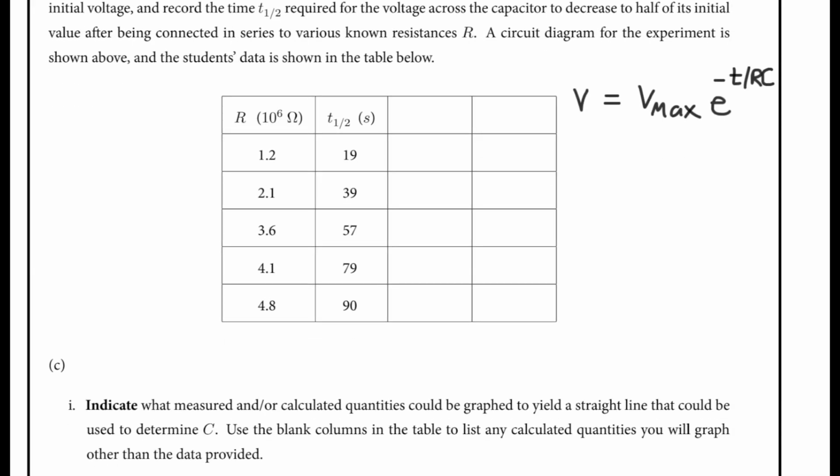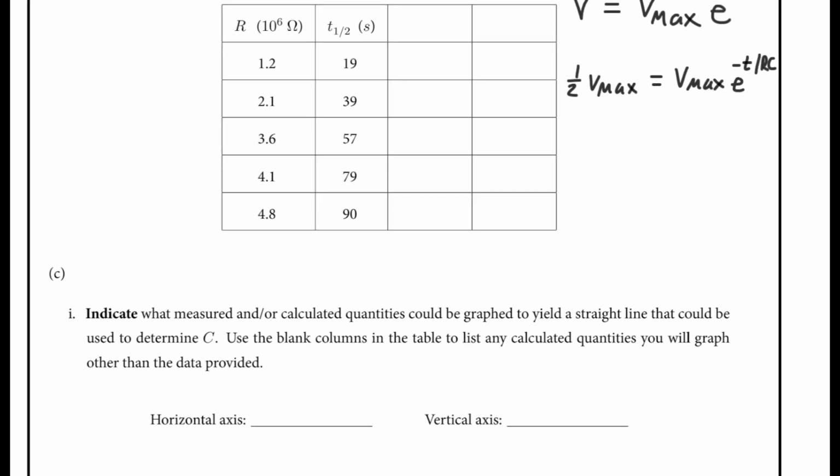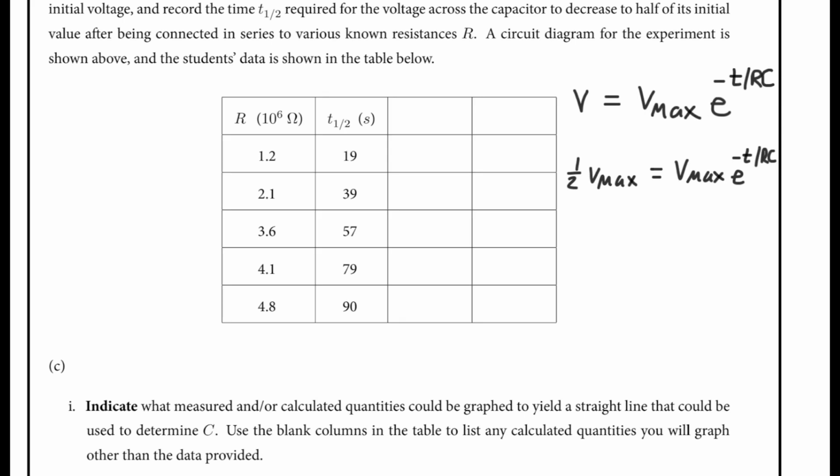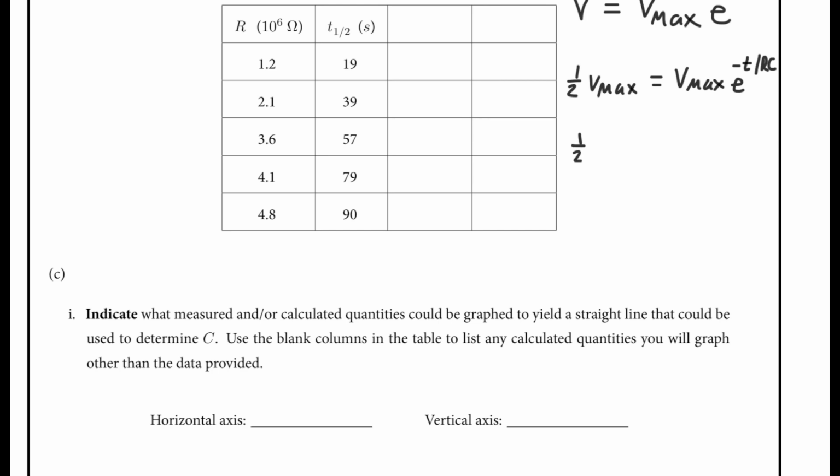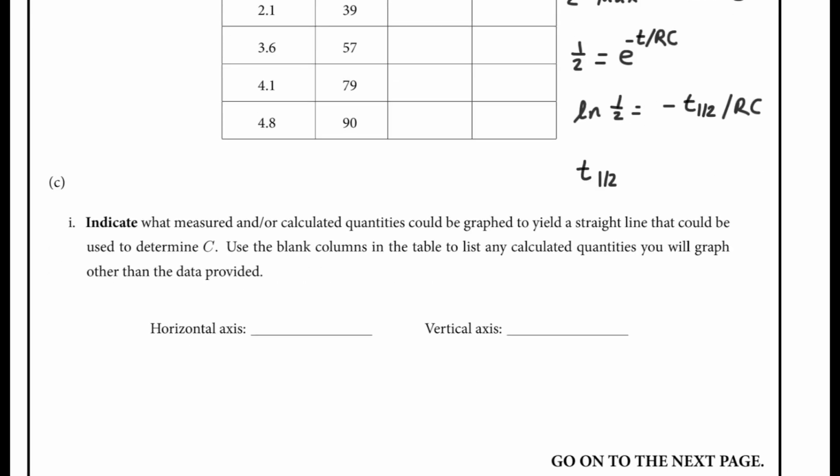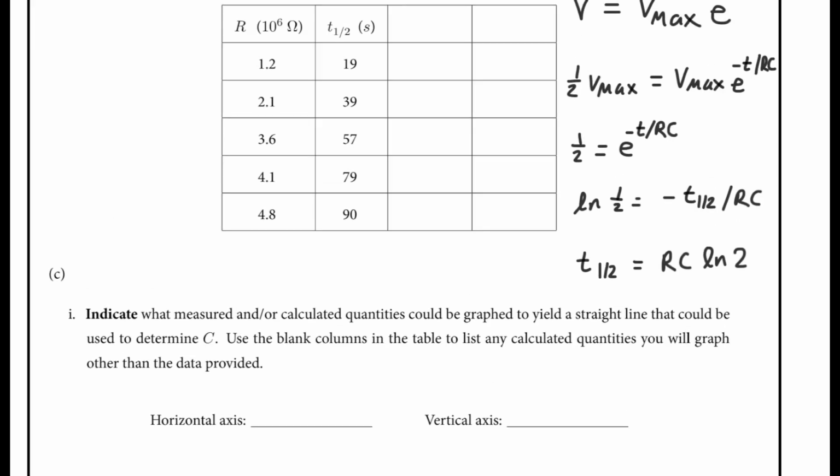And we want to find the time when the voltage is exactly halved. So 1/2 V max is equal to V max e to the minus t over RC at t 1/2. And notice the V max actually cancels. So you'd get 1/2 is equal to e to the minus t over RC. You'd take the log of both sides and get ln of 1/2 is equal to minus T1/2 divided by RC. So the half time is going to be equal to RC times the natural log of 2 after flipping the logarithm. Of course, you could write negative RC ln 1/2.